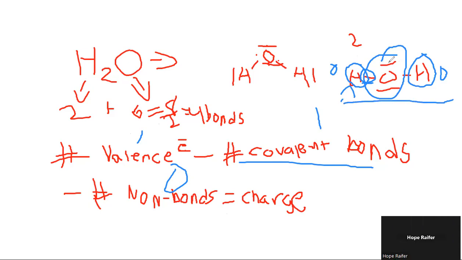Okay. So then now we're going to do the same thing. How many valence does O have? 6. Remember? 6 valence. Yeah. How many bonds are covalent? How many bonds are you sharing with? Just 2.